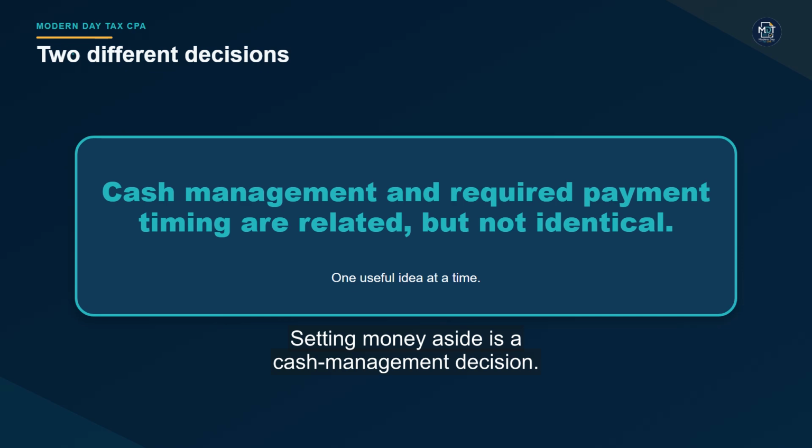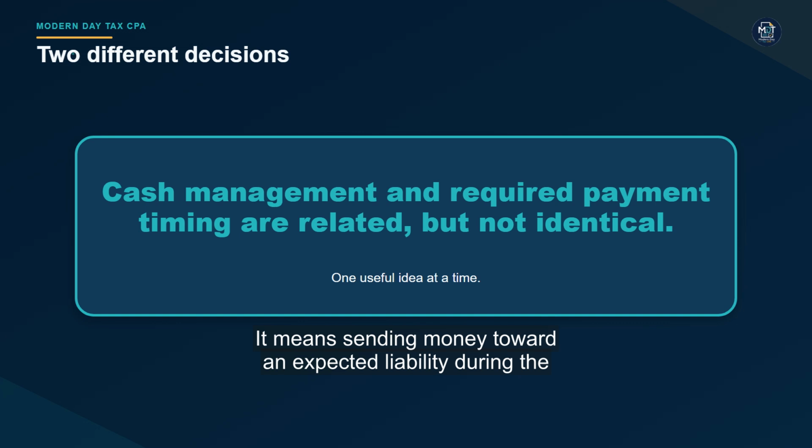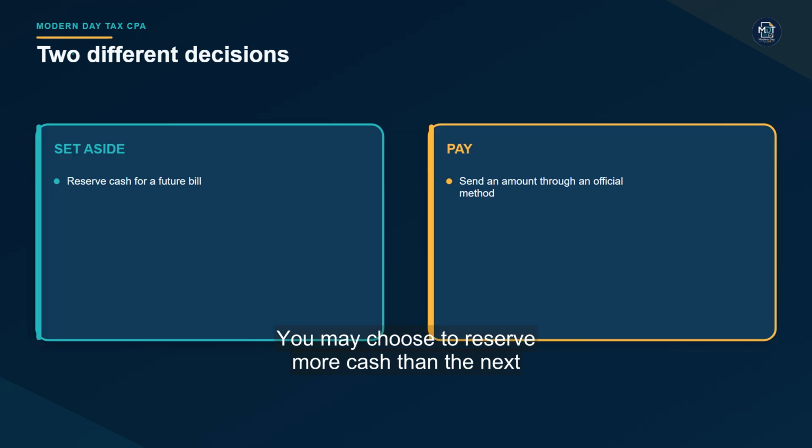Setting money aside is a cash management decision. It means keeping money available so taxes do not become an emergency. Making an estimated payment is a tax payment decision. It means sending money towards an expected liability during the year. You may choose to reserve more cash than the next required payment. That does not mean every reserved dollar should immediately be sent to the IRS.